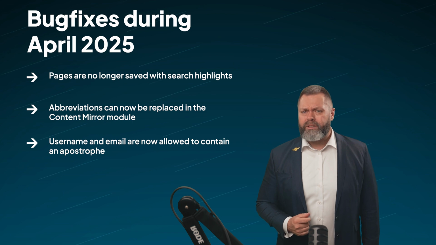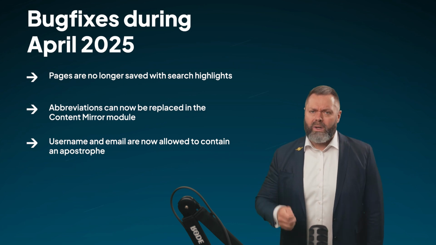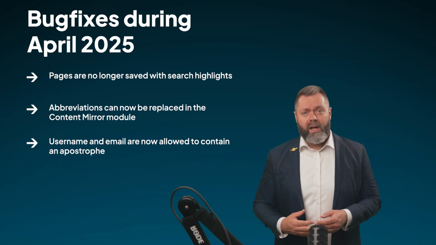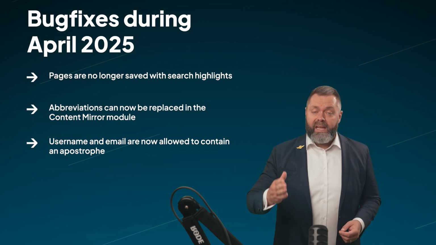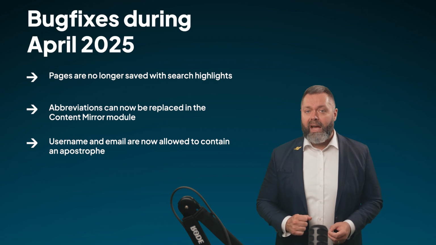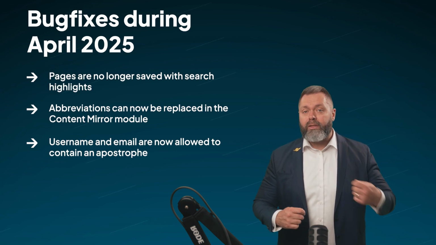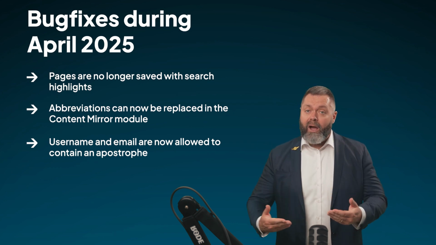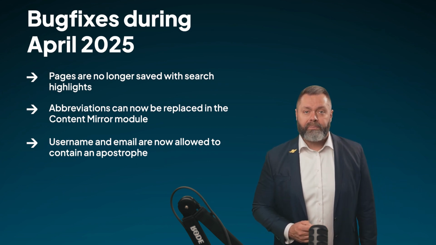Also, a big one for some of you, abbreviations can now be replaced in the content mirror module. Now, what does that mean? Well, it means if I'm mirroring content from one document to another, and the abbreviation means something else or should be different in my current document where I have my content mirror module, that abbreviation can now actually be replaced. Beforehand, it would just constantly throw a warning and the outdated flag. And now it won't do that anymore, so abbreviations in general can now be replaced properly.